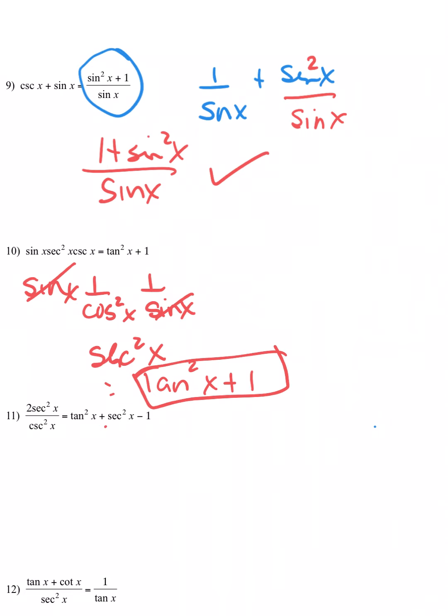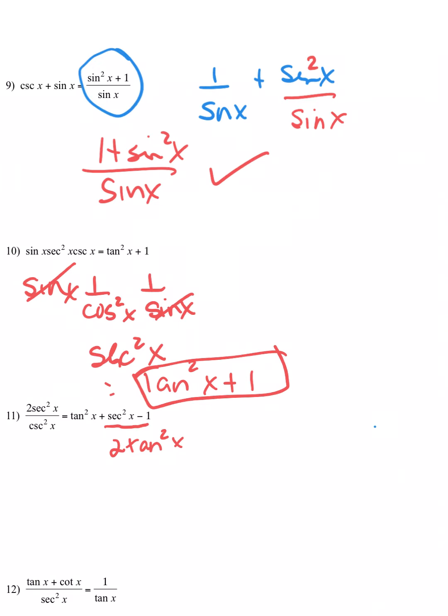Here I notice that secant squared minus 1 is tangent squared of x. So that would be tangent squared of x plus tangent squared of x. I'm going to change that to 2 tangent squared of x. I usually don't change things on both sides, but that looks easier to do. So let's see if I can make the left side look like that.